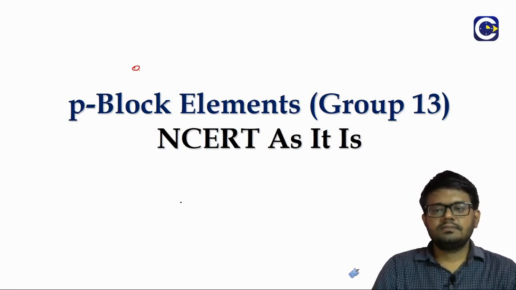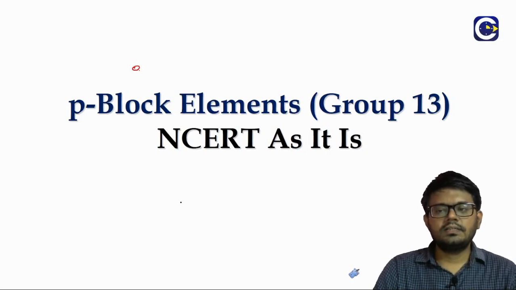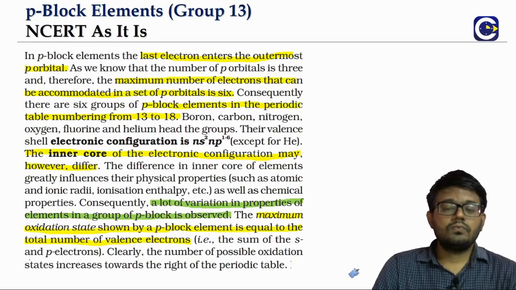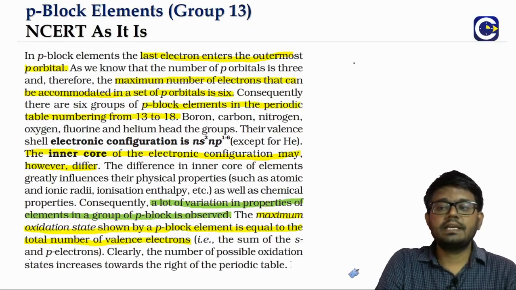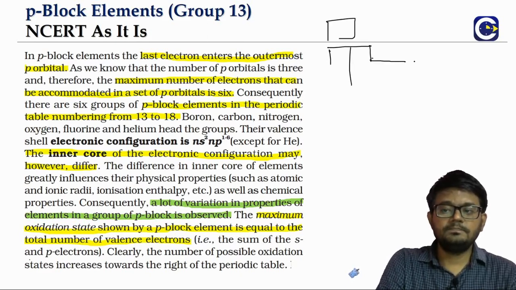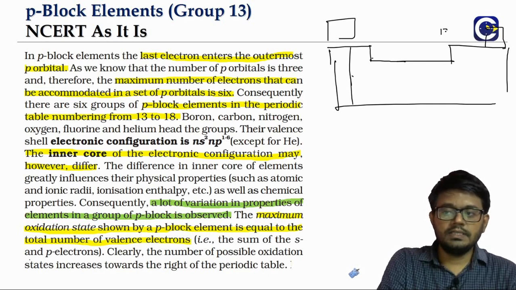Hello everyone, this is NCERT as it is lecture on 13th group, which is the first group that we will analyze in the P block. So why do we call the elements sitting at the right end of the table P block elements? If you look at the periodic table, we have the elements sitting at the right end of the table, from group 13 to group 18.